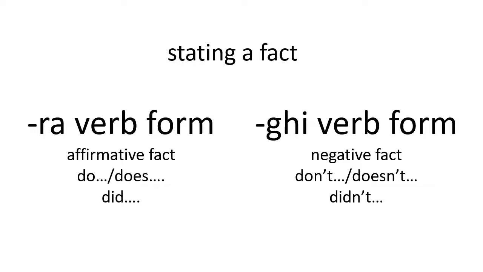A verb in the yi form is the equivalent of saying don't, doesn't, or didn't. So in the present tense, I don't, you don't, he, she, it doesn't, we don't, you all don't, and they don't. And if it's in the past tense, it would be I didn't, you didn't, he, she, it didn't, we didn't, you all didn't, they didn't.